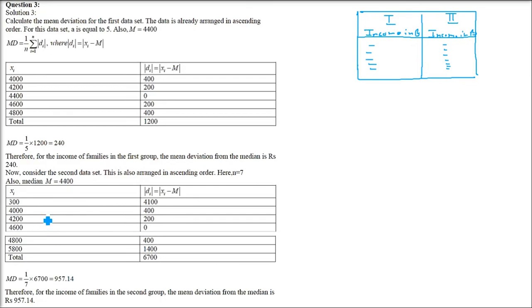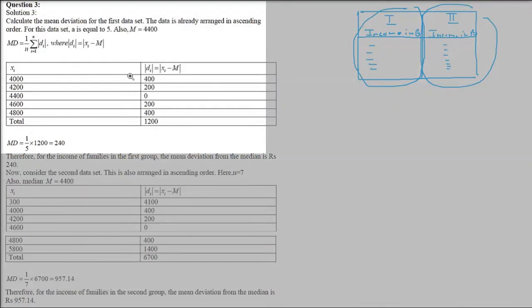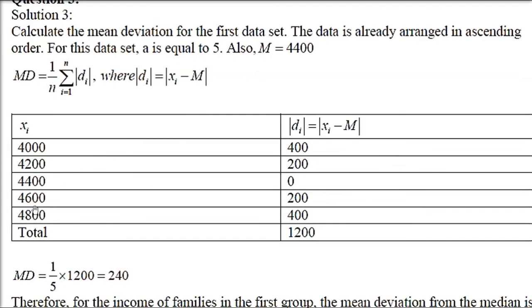We have to find out the mean deviation about the median. So for both of these separately, they are independent of each other. These two lists are independent of each other. So first we have to find out the mean deviation of the first list around its median.